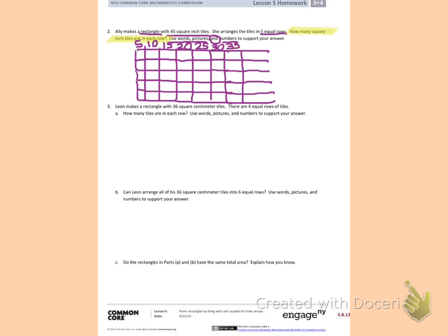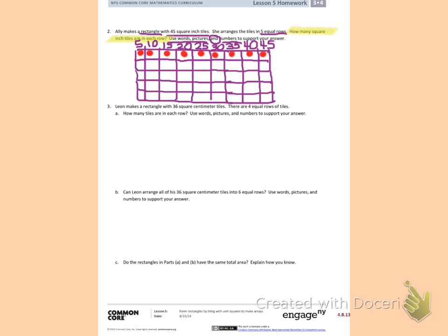35, 40, 45. Now let's see here. The question again, we always need to go back to the question. It says, how many square inch tiles are in each row? Well, let's go ahead and put a dot in each row and count them. Okay, let's see here. 1, 2, 3, 4, 5, 6, 7, 8, 9.